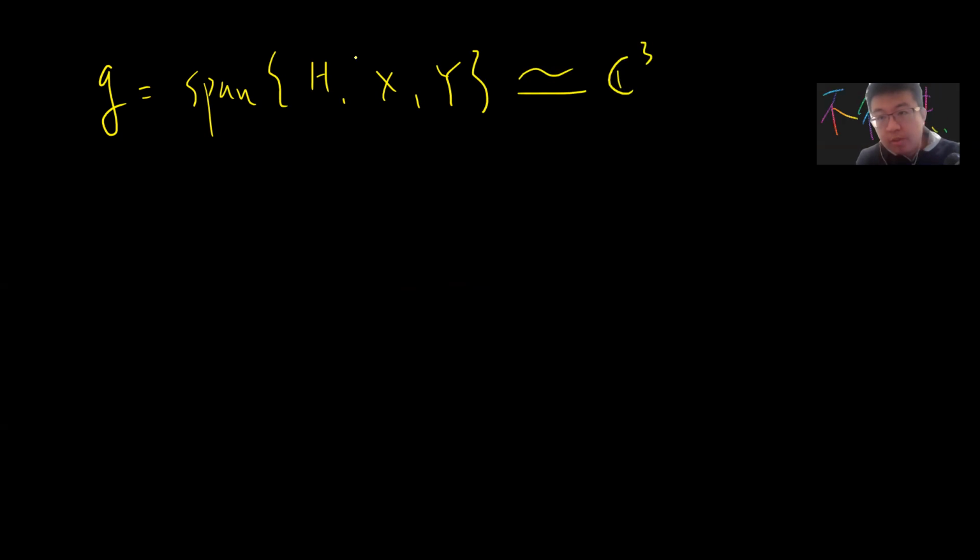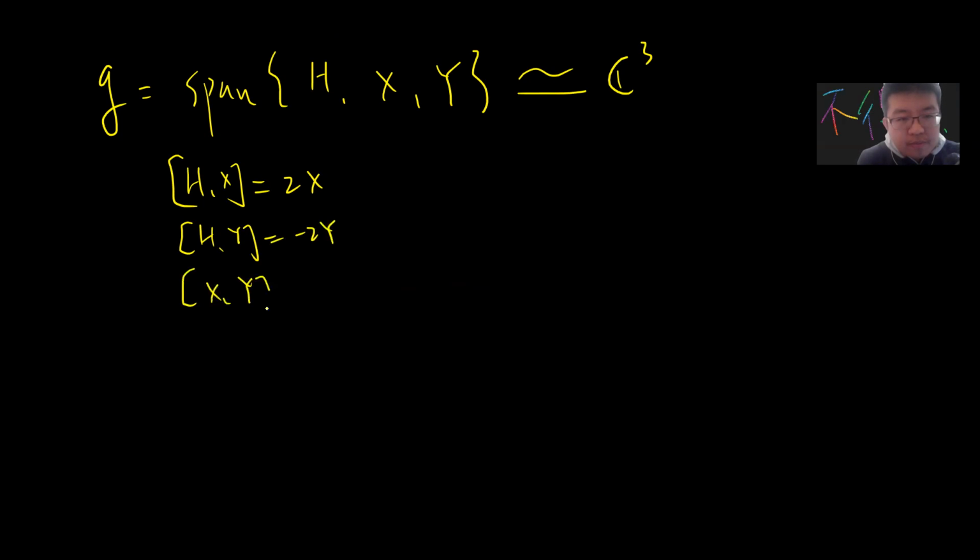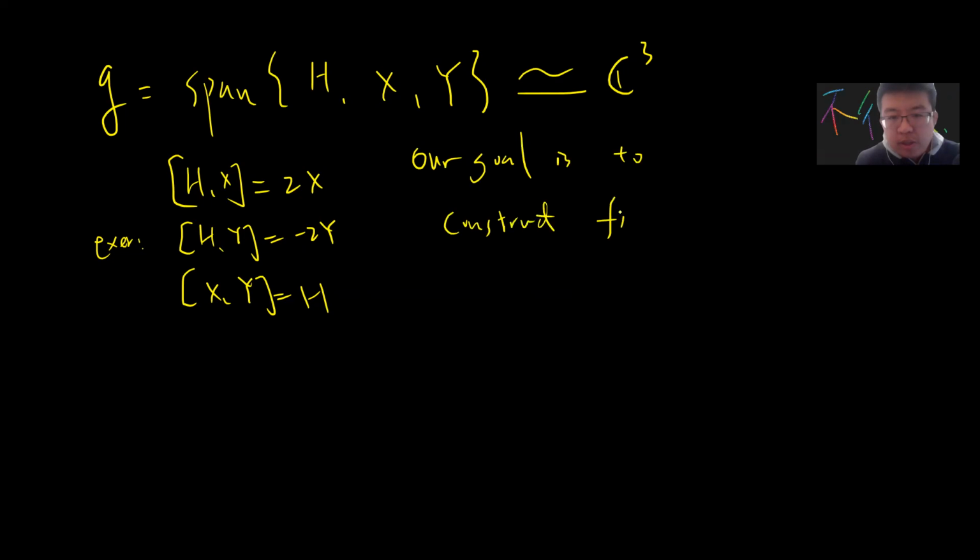So it's a three-dimensional vector space, and your easy exercise is to compute the commutator. Okay, so I will not compute it for you. This is a very simple exercise. Okay, so our goal is to construct finite dimensional representation of G.